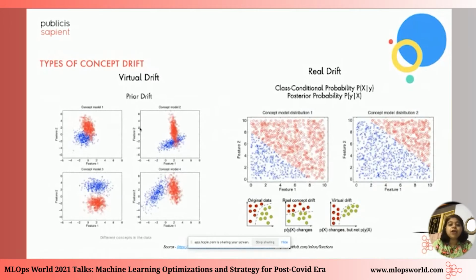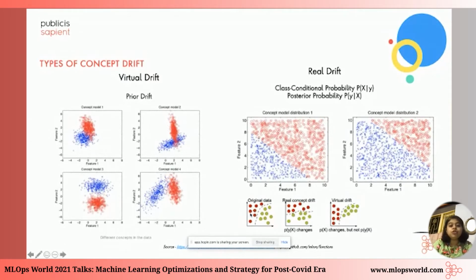So the real drift is where the data decision boundary changes and the model decision boundary is also changing. So probability of X changes, and probability of Y given X is also changing. So here you see this concept model. This may not be a proper example of a real drift, but the data changes and the decision boundary may change. The concept models 2, 3, and 4.